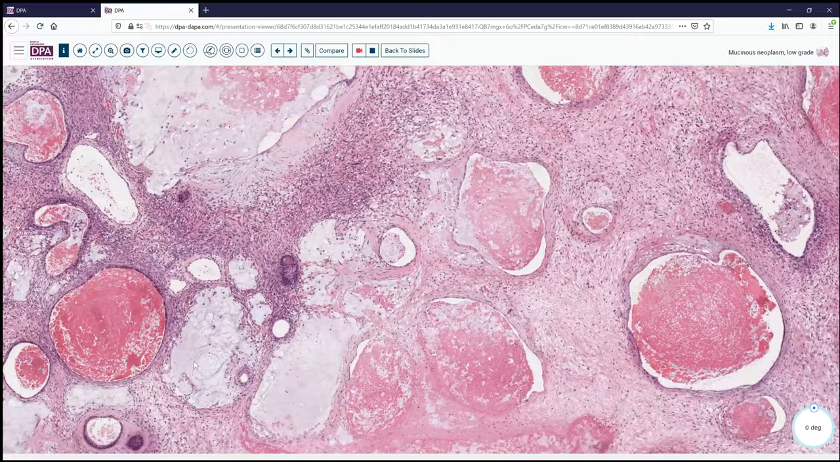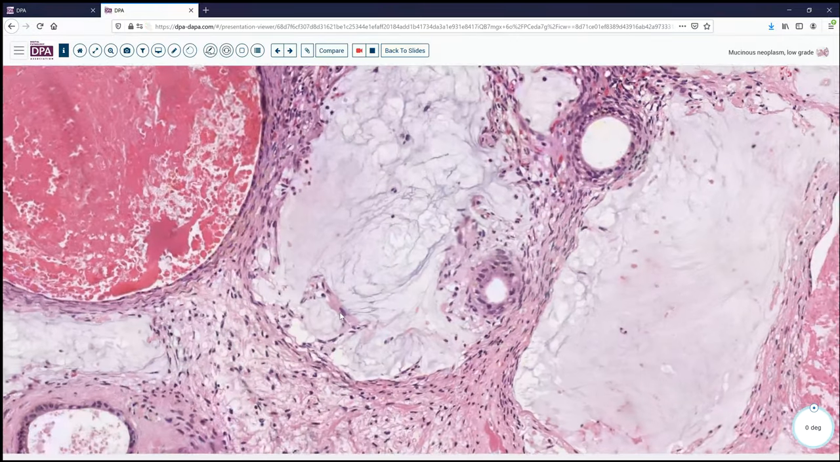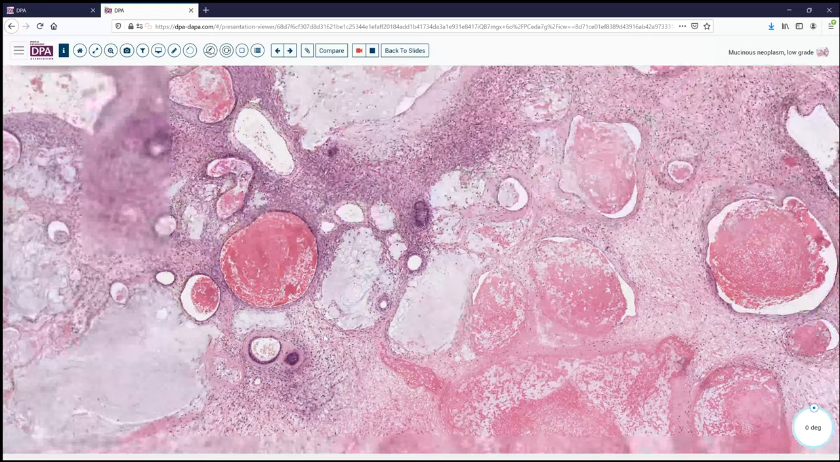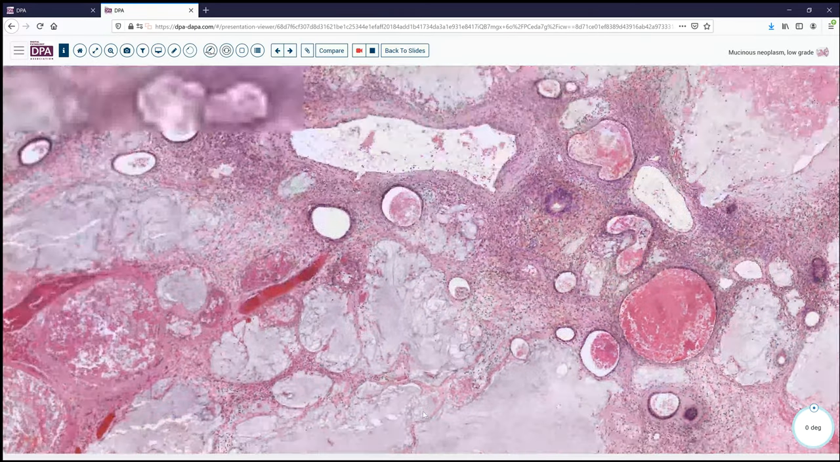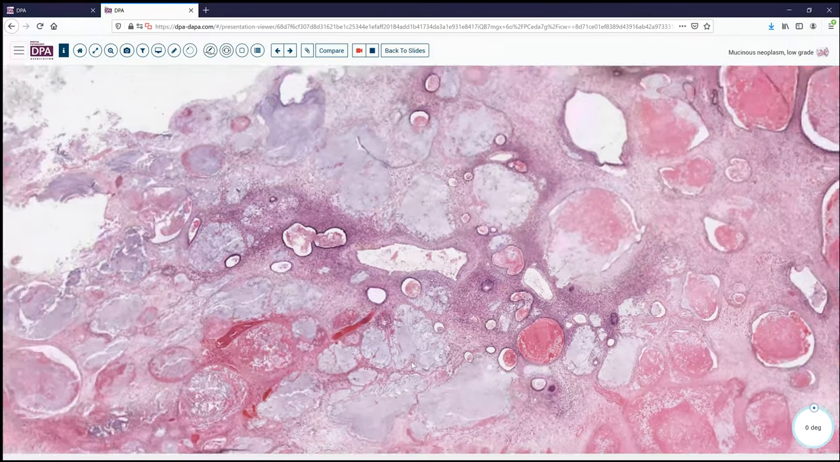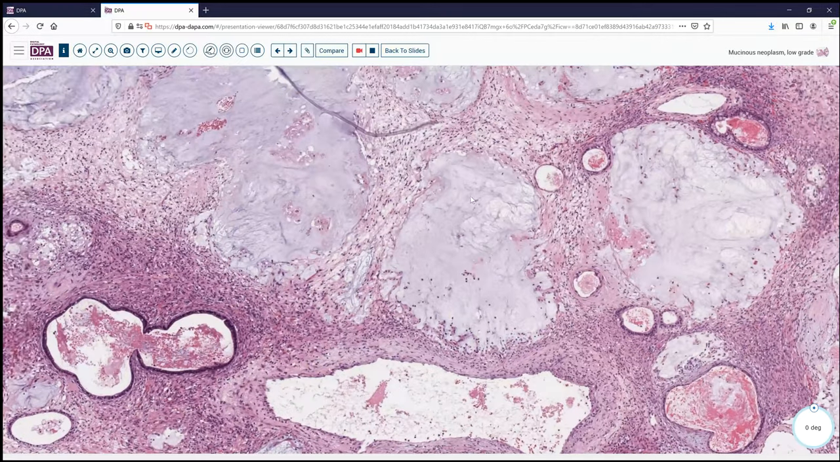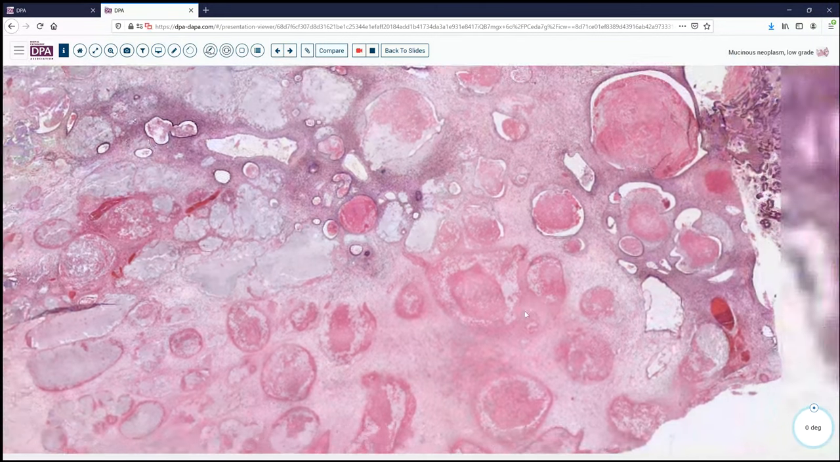So do these stromal mucin pools define this case as an invasive carcinoma? And the answer is no. But they do make you much more hyper alert to identify that possibility. So seeing extracellular mucin without epithelial cells does not make this mucinous carcinoma, but should make us very cognizant to search for this type of lesion.